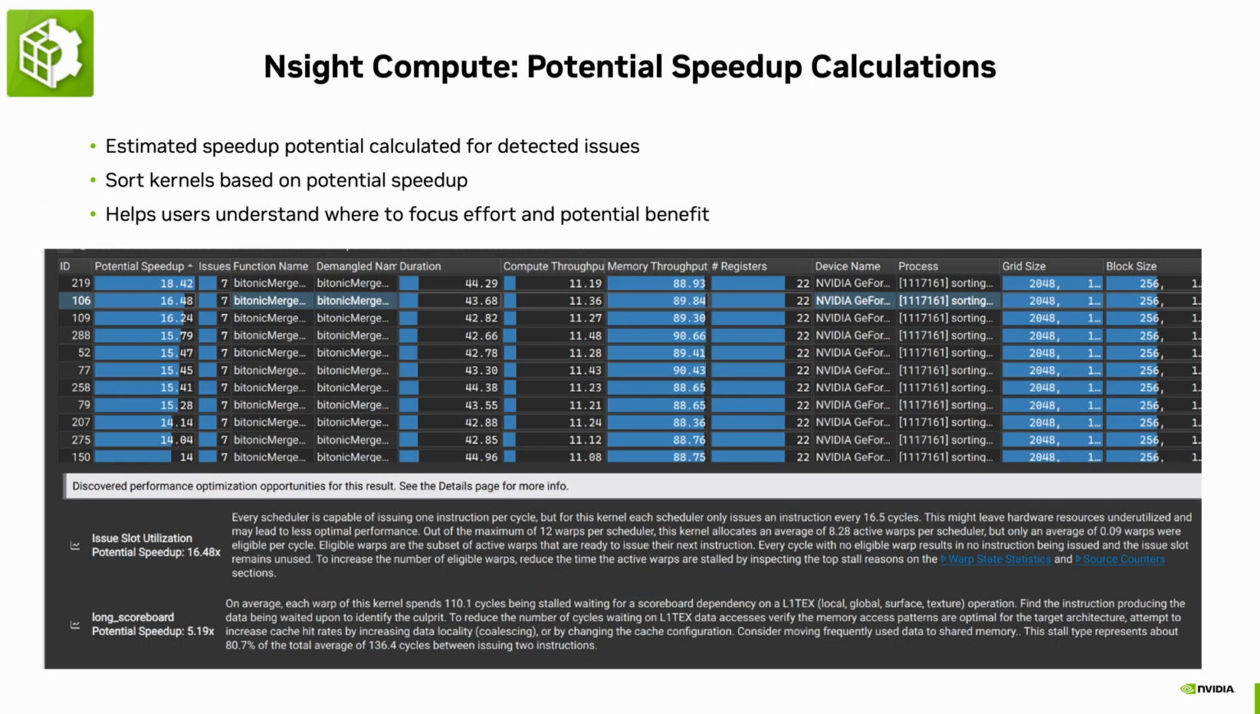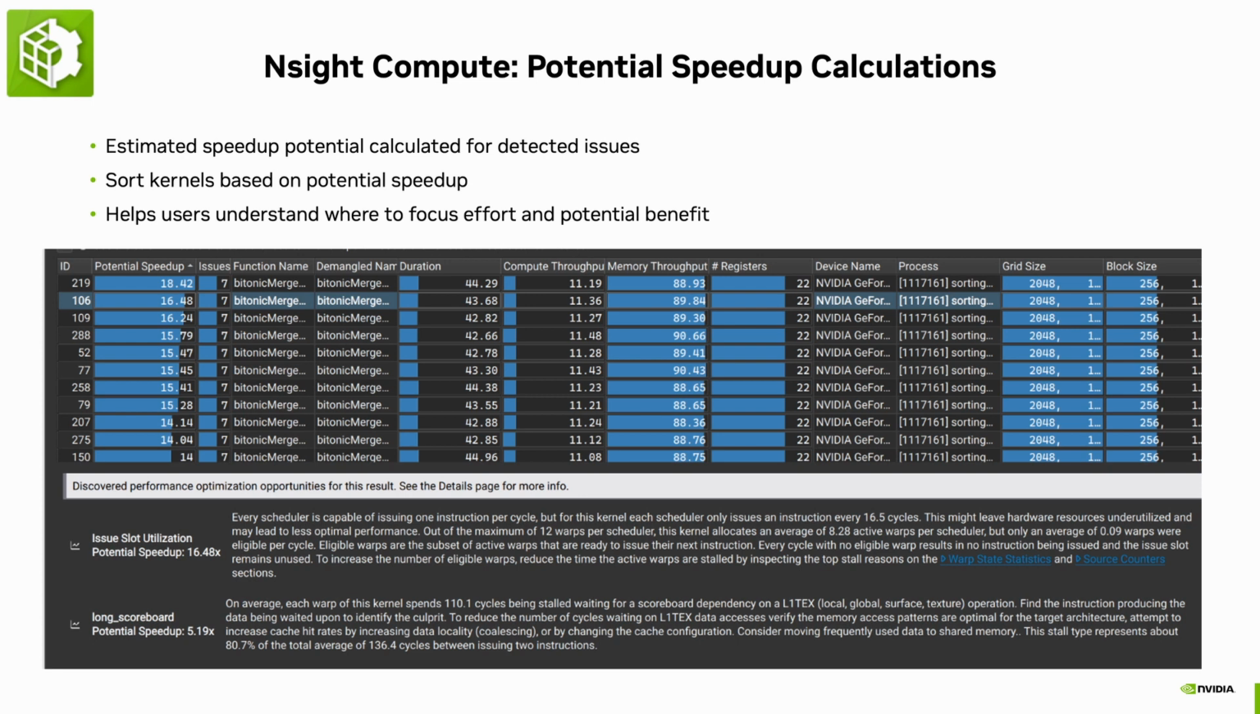Similarly, in Insight Compute, we've added the ability to calculate the potential speedups of optimizations. If we're detecting issues in your code, or if we're detecting issues in your kernels at runtime, we'll be able to estimate ahead of time what, following the suggestions, will be able to improve in terms of your overall throughput. So you can sort kernels based on how much we think we'll be able to speed them up. It helps you understand where you can focus your effort and where you'll see potential benefits.